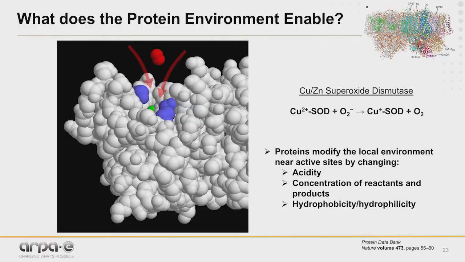Now, when you zoom a little bit further out and you look at the protein level, you see that oftentimes biological systems modify the local environment around an active site. So they change the concentration of products and reactants. They change the acidity, and they change the hydrophobicity and hydrophilicity near that active site. A good example is superoxide dismutase, which takes superoxide, which is negatively charged O2, and converts it into oxygen. And one of the really amazing things about superoxide dismutase is that for every 10 interactions of this protein with superoxide, a reaction occurs, even though the active site is a tiny fraction of the overall protein.